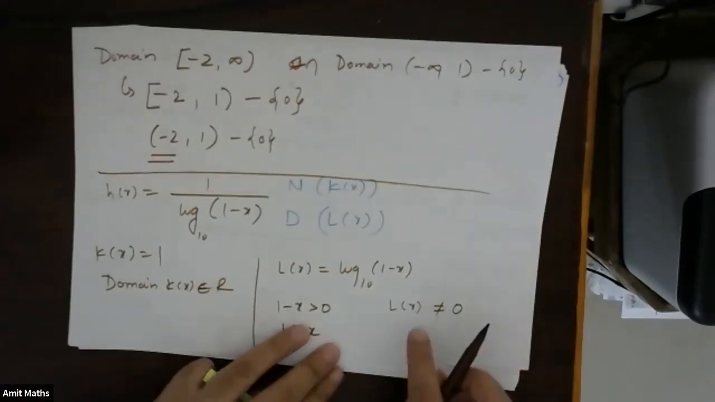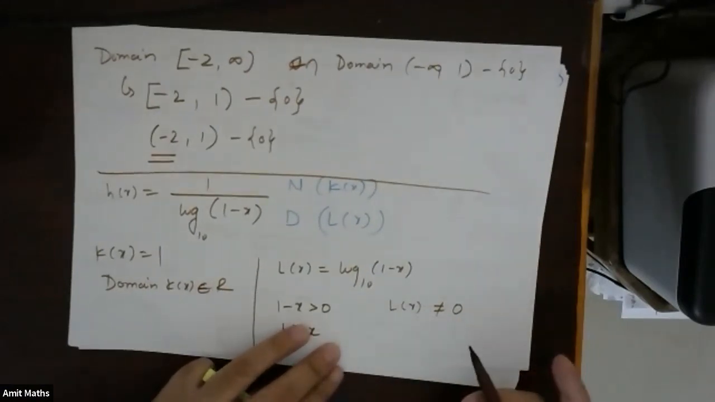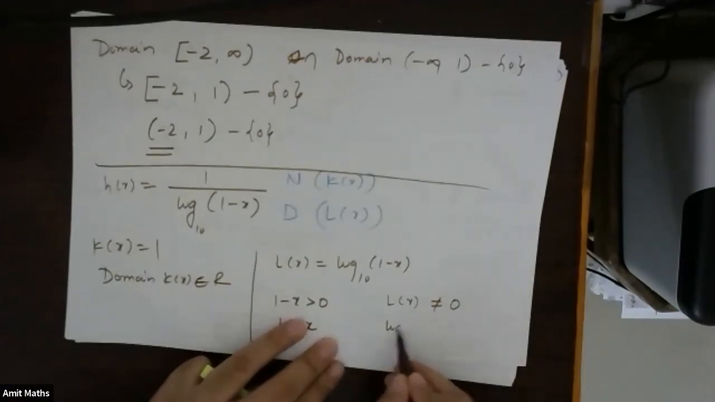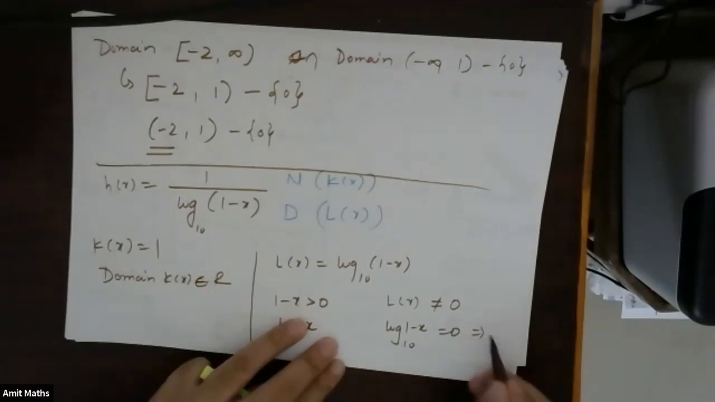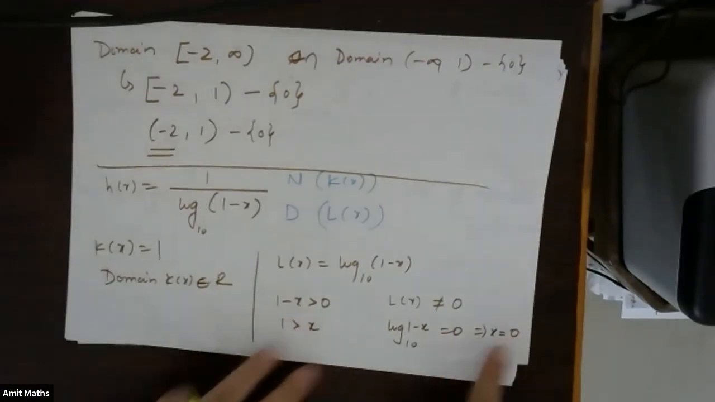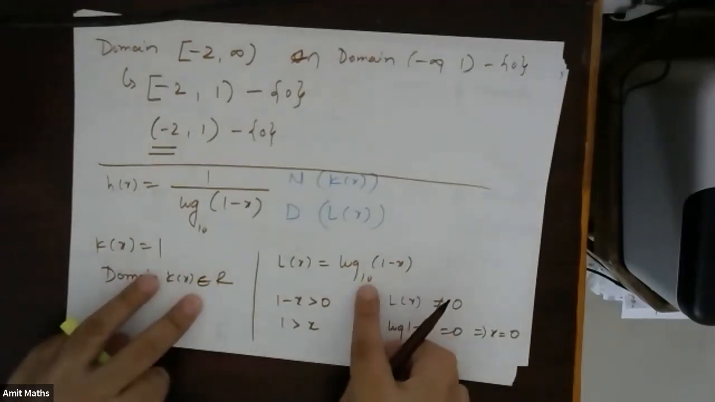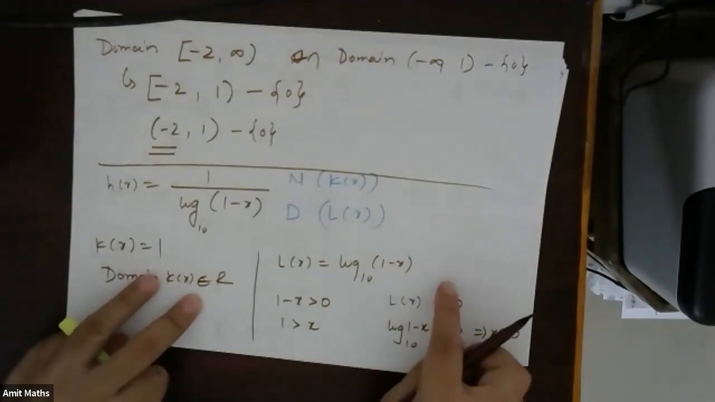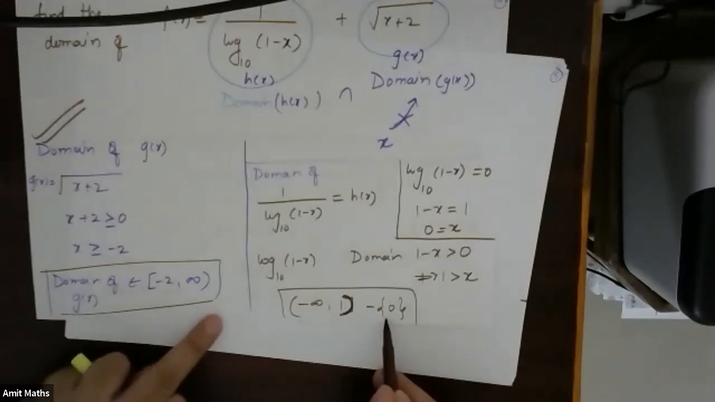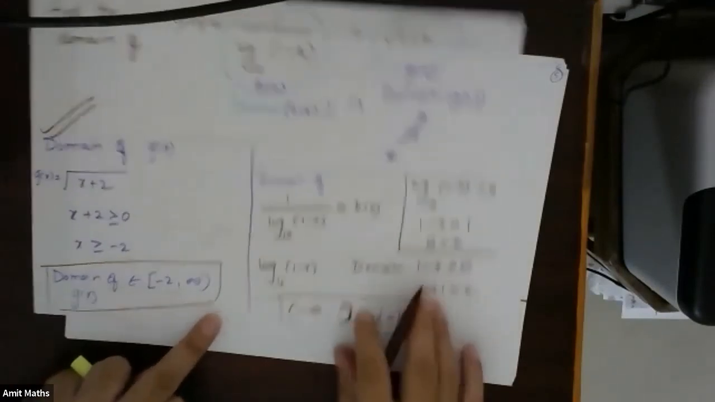So I will find the value of x where L of x is equal to 0. That means log of 1 minus x base 10 equals 0. This will give me x equal to 0, because when I substitute x equal to 0, this becomes log 1 base 10. Log 1 of any base will be equal to 0. That is why I will remove this 0. I hope this is okay. Fine.